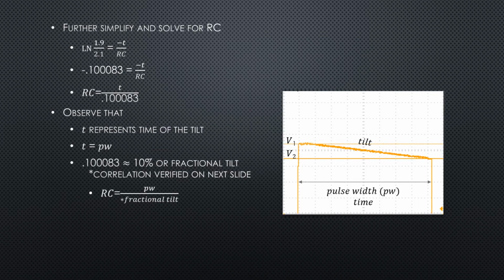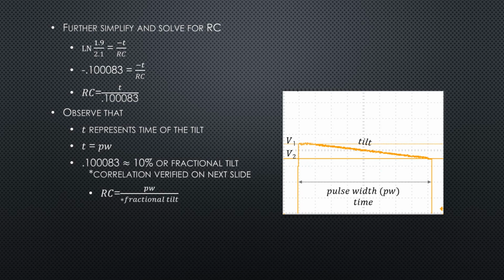So we've got our natural log of 1.9 divided by 2.1 equals negative time over RC. Simplify that as RC equals T over 0.10083. Okay, now we're going to point out time here and the correlation with pulse width. So now we can substitute in that.